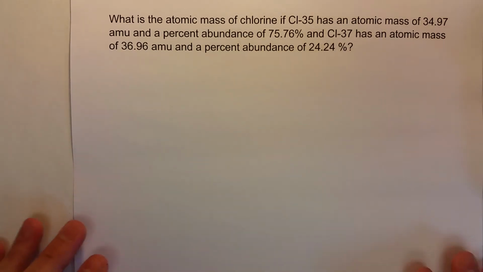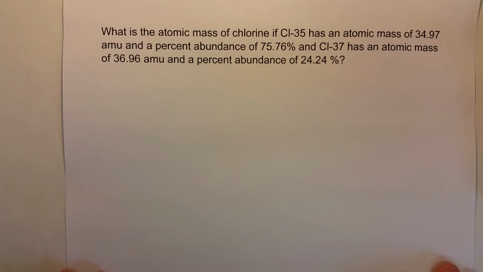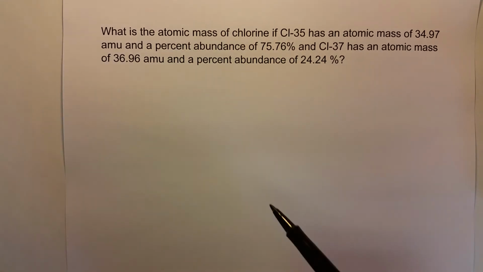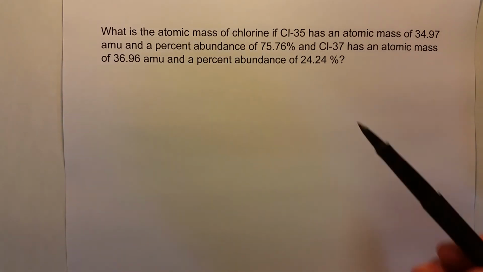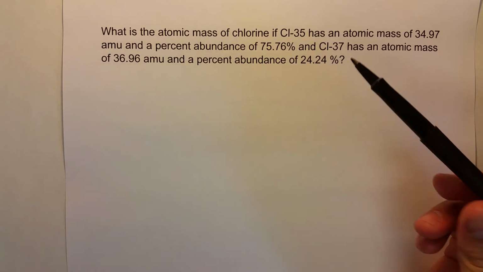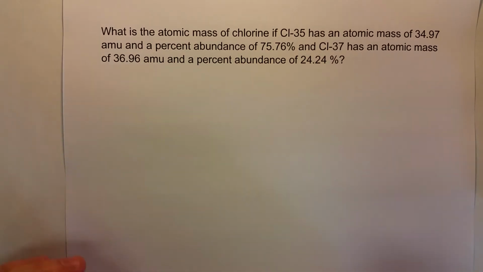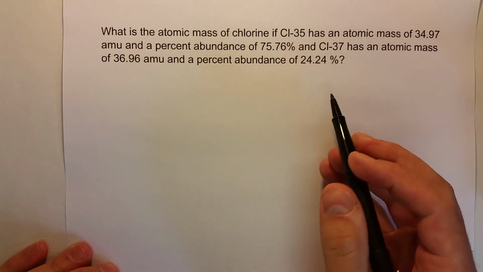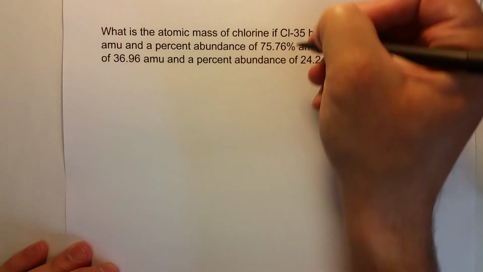So here's a problem that we might want to solve. What's the atomic mass of chlorine, an element with the elemental symbol of Cl? Chlorine has two naturally occurring isotopes, chlorine-35 and chlorine-37. Since chlorine has 17 protons, we can figure out how many neutrons each isotope has.